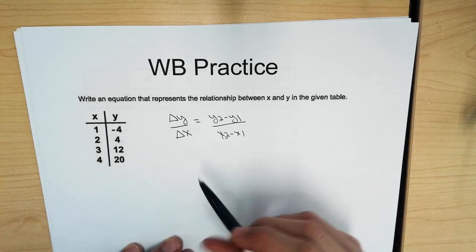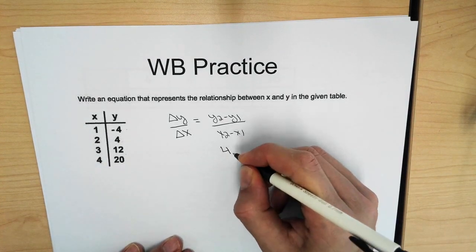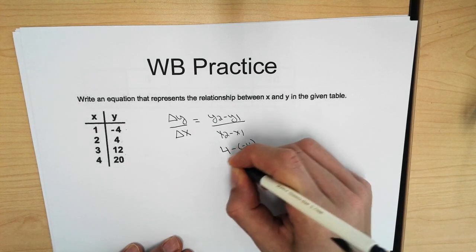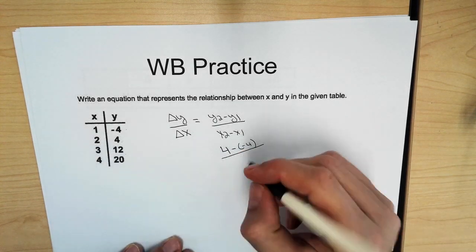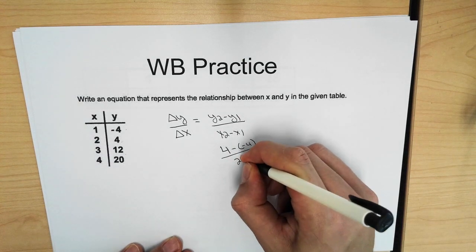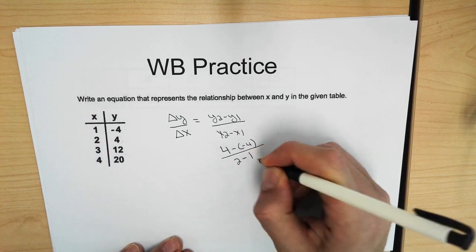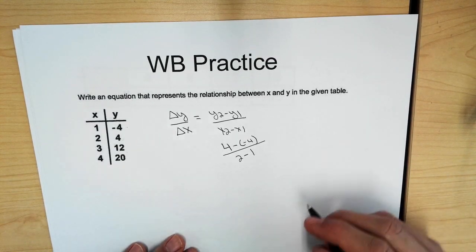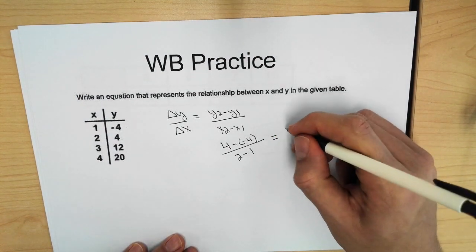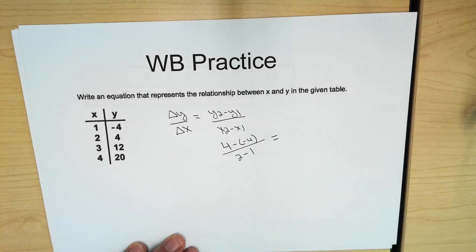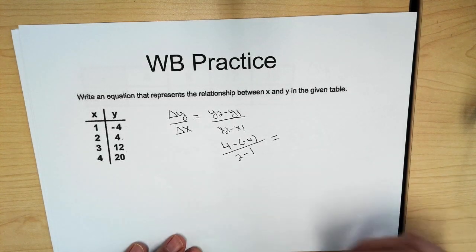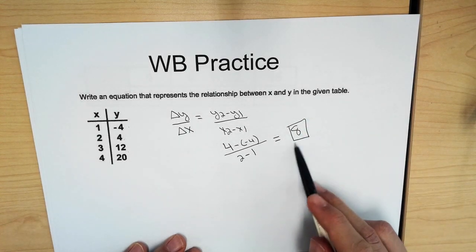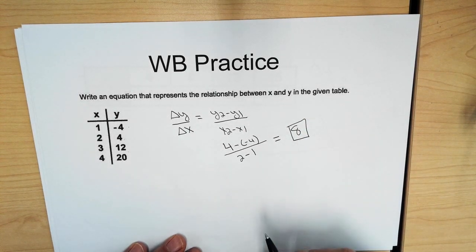So I'll begin by plugging my numbers into my formula. 4 minus 4 over 2 minus 1. Simplifying this, my rate of change ends up being 8. So my rate of change is 8.